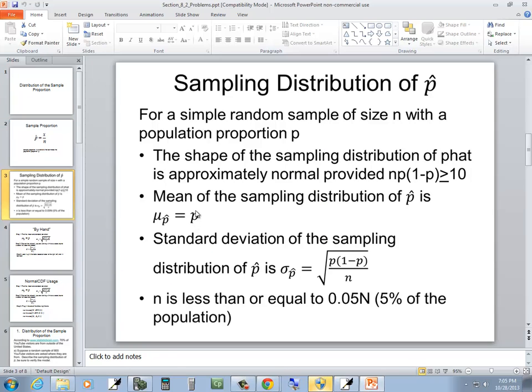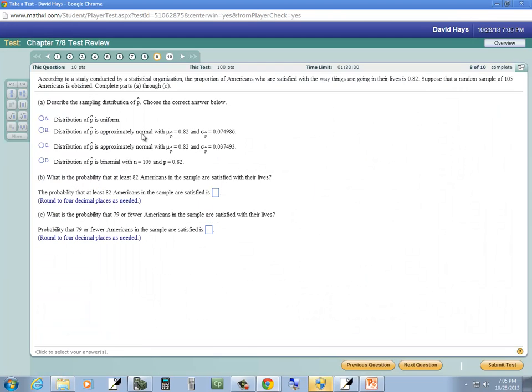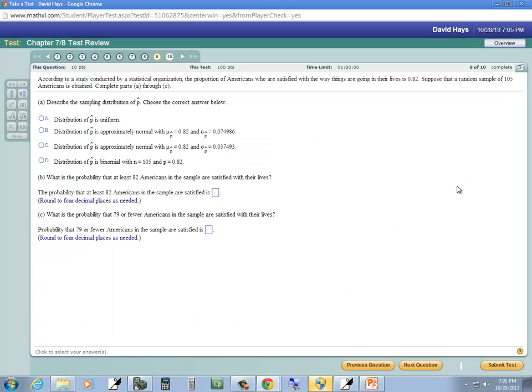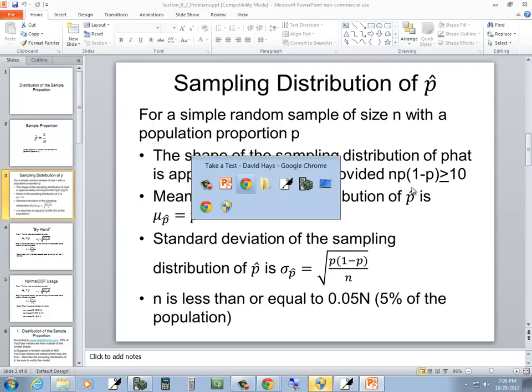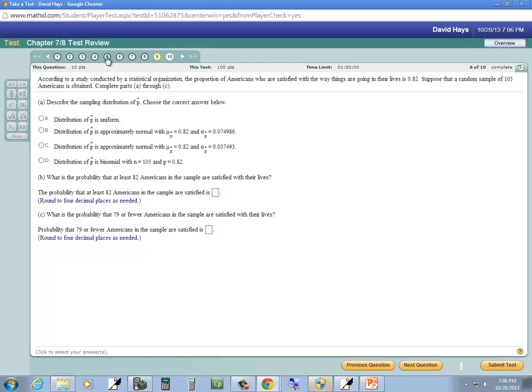Now, when they talk about the sampling distribution, they're talking about finding the mean and the standard deviation. See how it says it's approximately normal with mean equal to this, sigma equal to this. For us to use the normal approximation, n times p times 1 minus p has to be greater than or equal to 10. So we'll verify that first. But let's see what they give us. The proportion of Americans who are satisfied is 0.82. That's going to be our p. If I can get back to my whiteboard. There we go. P is equal to 0.82.